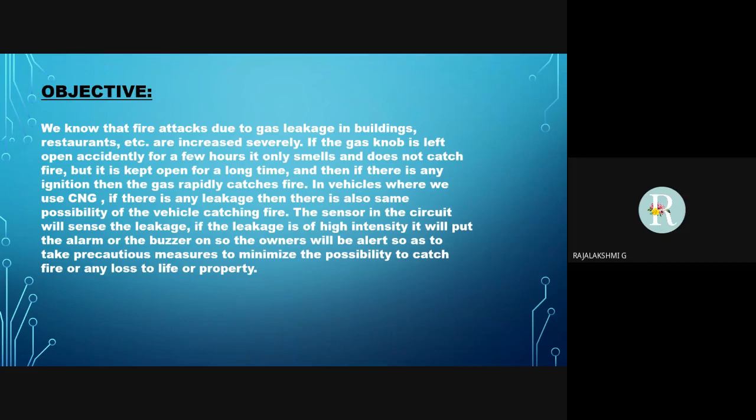To resolve and minimize this issue, here comes our gas detecting sensor as a savior, since it will sense the danger at leakage stage itself. If the leakage is of high intensity, the buzzer will start to give the alarming beep sound and the owners will be alerted so as to take the precautionary measures, reducing the possibility of catching fire and further damage.